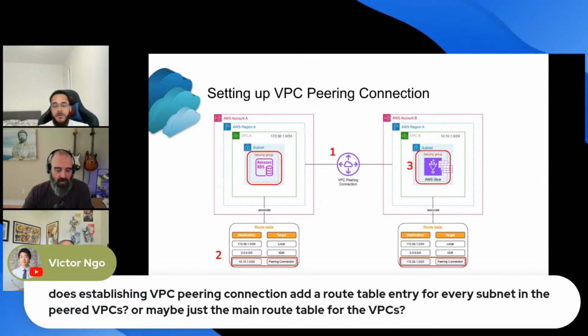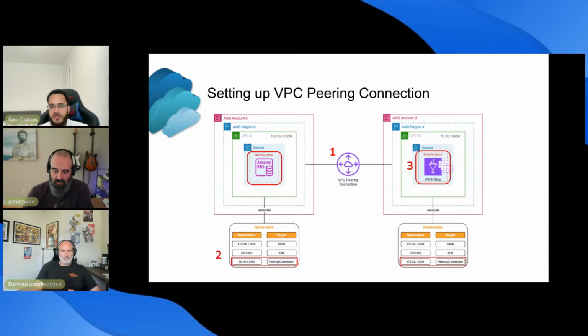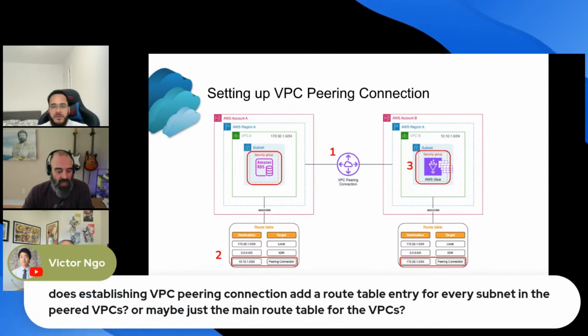Does establishing a VPC peering connection add a route table entry for every subnet in the peered VPCs, or maybe just the main route table for the VPCs? Is it manual or automatic?